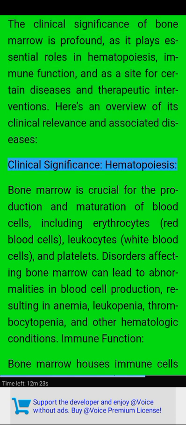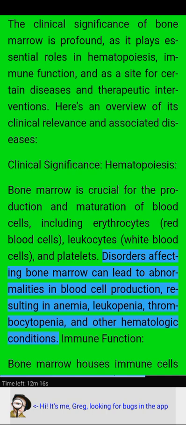Clinical significance. Hematopoiesis. Bone marrow is crucial for the production and maturation of blood cells, including erythrocytes, red blood cells, leukocytes, white blood cells, and platelets. Disorders affecting bone marrow can lead to abnormalities in blood cell production, resulting in anemia, leukopenia, thrombocytopenia, and other hematologic conditions.